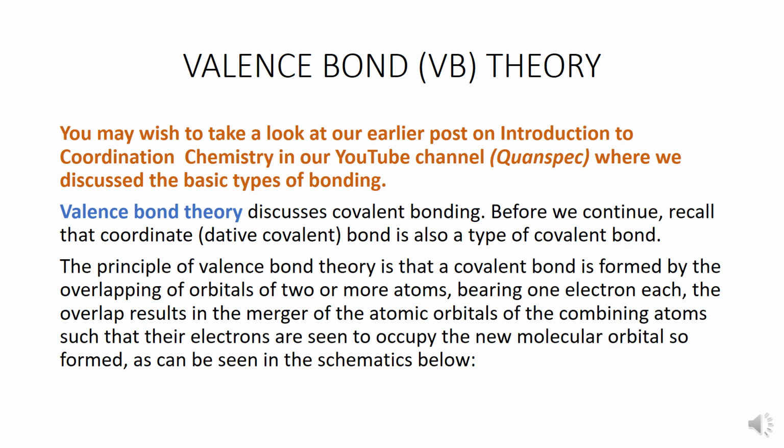The basic principle of valence bond theory is that a covalent bond is formed by the overlapping of two or more orbitals of atoms bearing at least one electron. One electron must be carried by an orbital that is ready to bond. As the orbitals approach each other, they overlap such that a molecular orbital is formed, and the single electron that the orbital contains shall now constitute a molecular orbital. It was before now an atomic orbital electron.